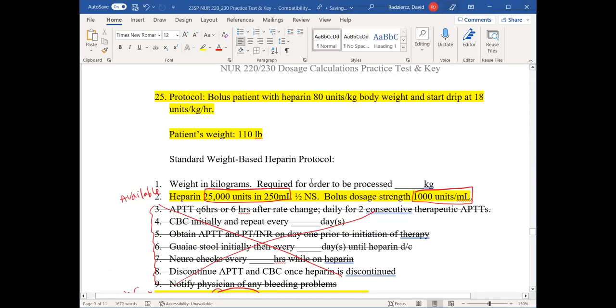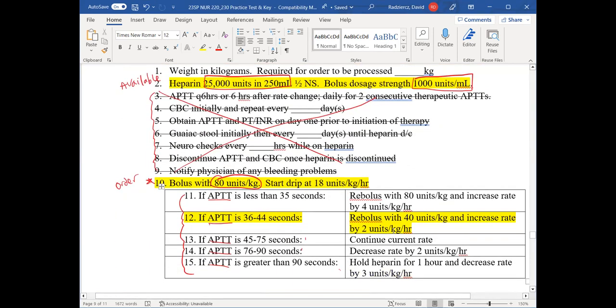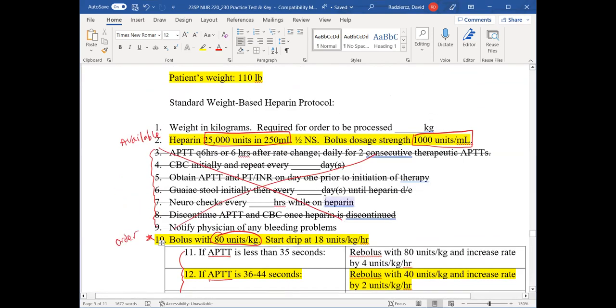So what the Heparin protocol is, basically, it's this multi-step thing that would be in your chart or on a poster or on the wall or somewhere where you could see it to follow the steps. The majority of the protocol is not math based, it's just procedure based, right?